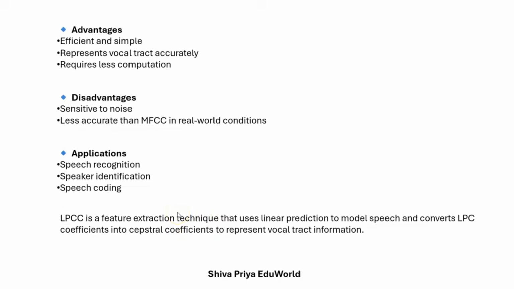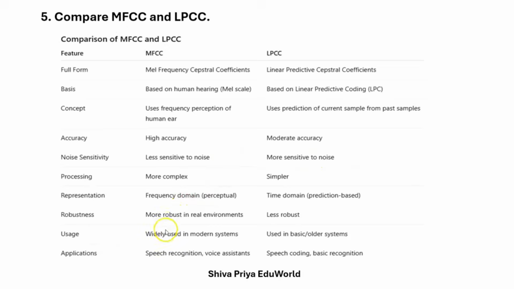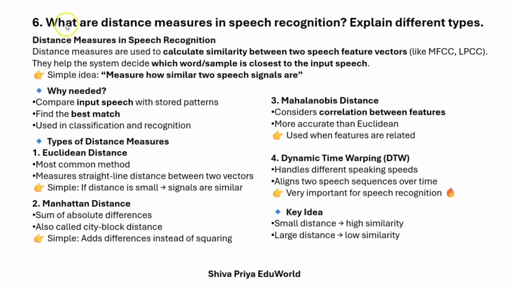I have already told you. The applications of MFCC are speech recognition, speaker recognition, Alexa and Siri. That is why it is widely used in modern systems like Alexa and Siri. LPCC is used in basic or older systems only, because it is very simple, the accuracy is very low and it is less robust. The applications, as I already told you, are speech recognition, voice assistants, speech coding and basic recognition. Clear?